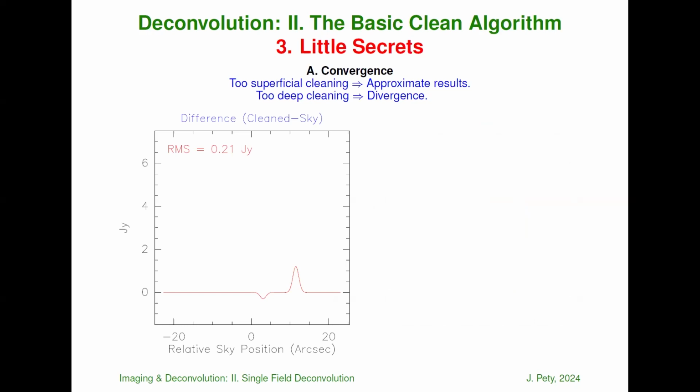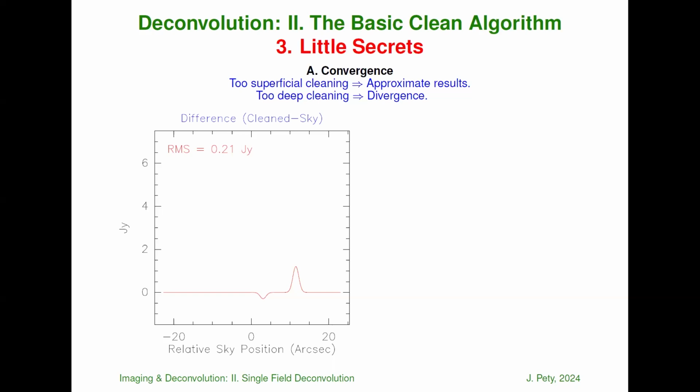Okay? We didn't find the right intrinsic solution on sky. And you see that the RMS of the difference between the clean image and the actual sky distribution is 0.21 Jansky. One more comment. I forget right now about the primary beam. Okay. I assume that there is no primary beam.